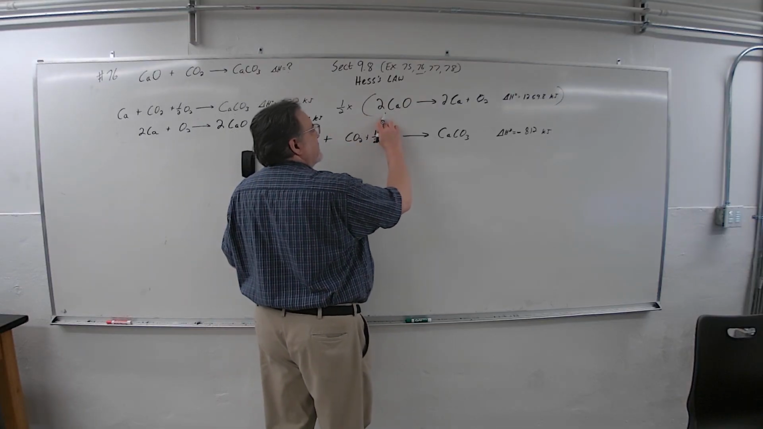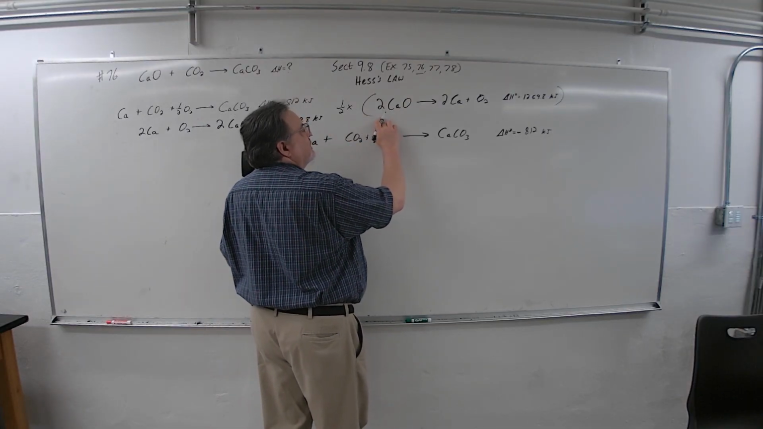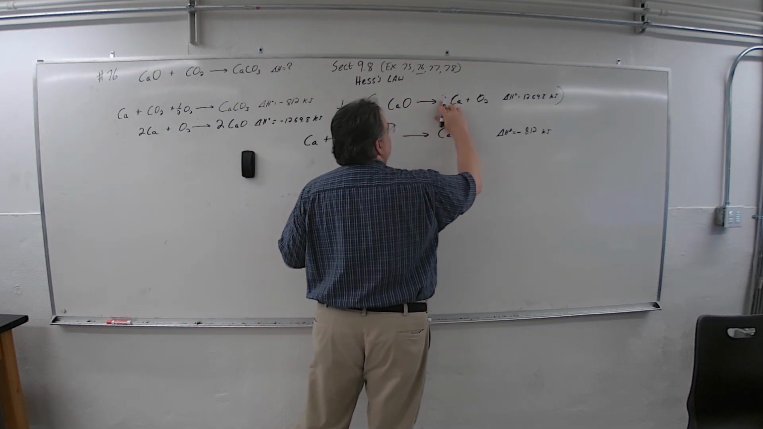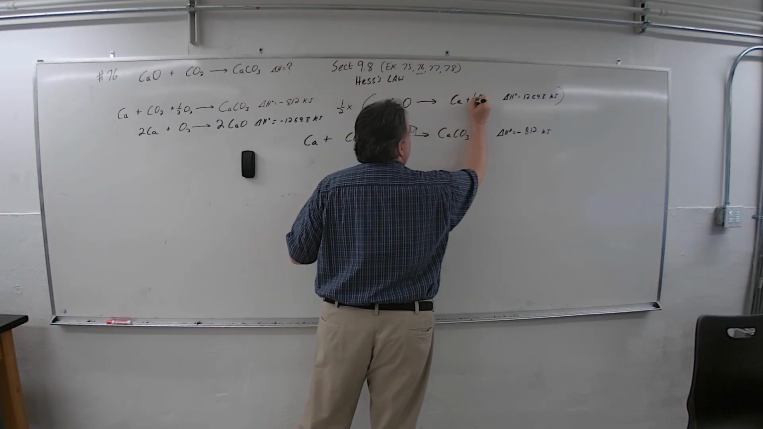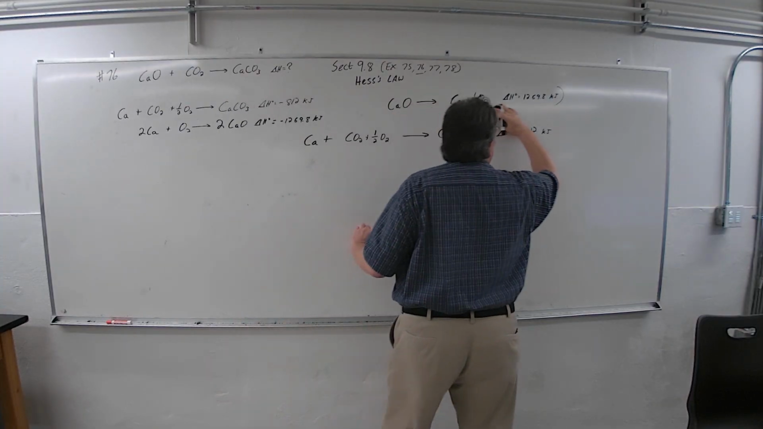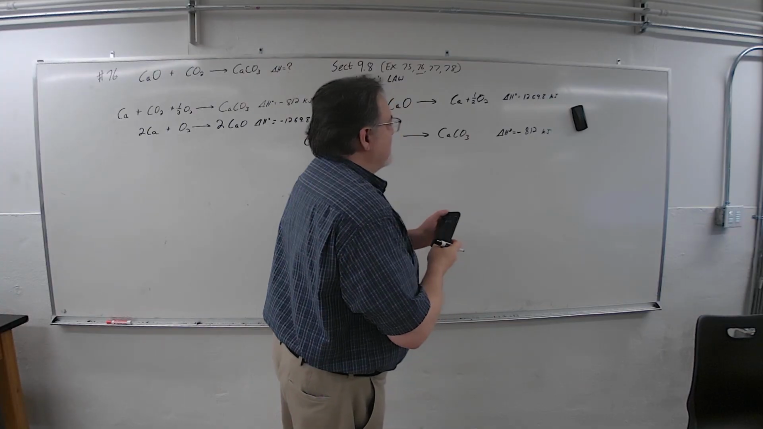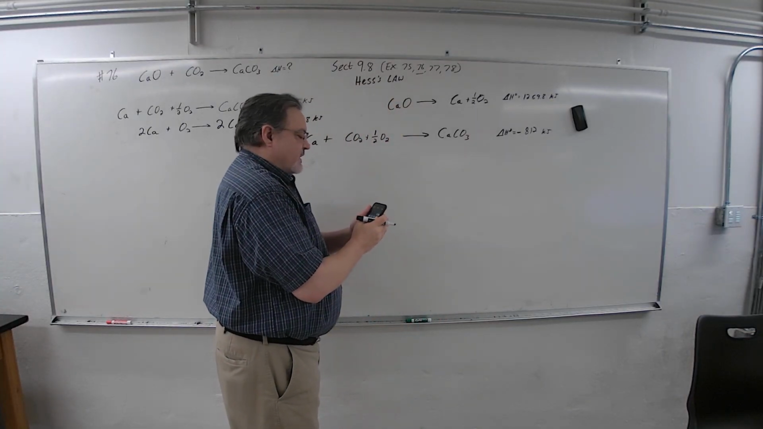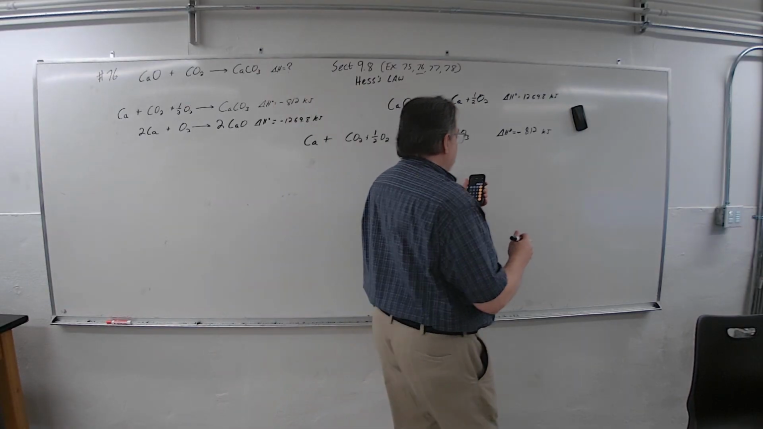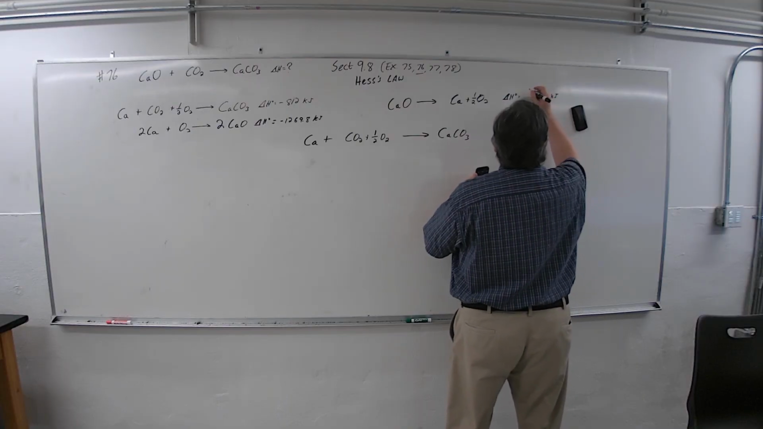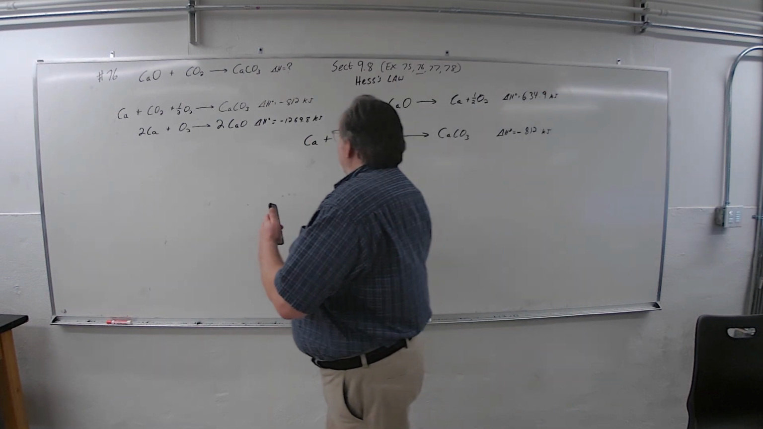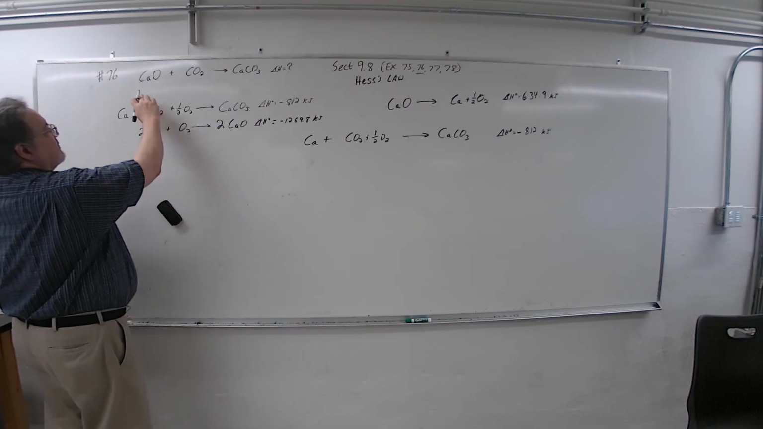So 1/2 of 2 is 1, so I'll just erase that. 1/2 times 2, 1, and 1/2 times 1 is 1/2. And then I still have to multiply 1/2 here. So 1269.8 divided by 2, 634.9. That will give me this.